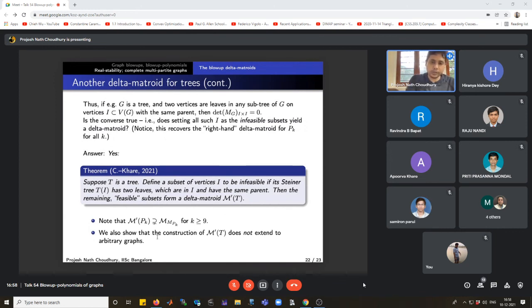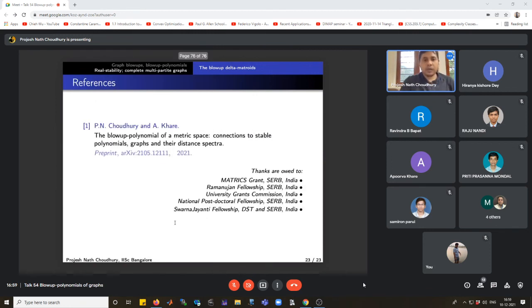We also showed in our paper that this construction does not extend to arbitrary graphs. To provide an example, okay. One can find more details about this result in this paper.